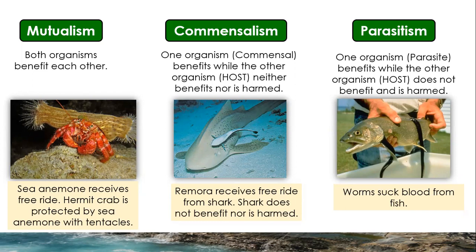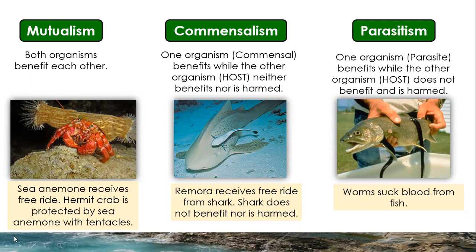Let us go to parasitism. One organism benefits while the other organism does not benefit and is harmed. Look right here. Worms are parasites. They are the ones benefiting in that relationship. On the other hand, the fish does not benefit at all and is harmed, since worms suck blood from the fish. So the fish lost something.